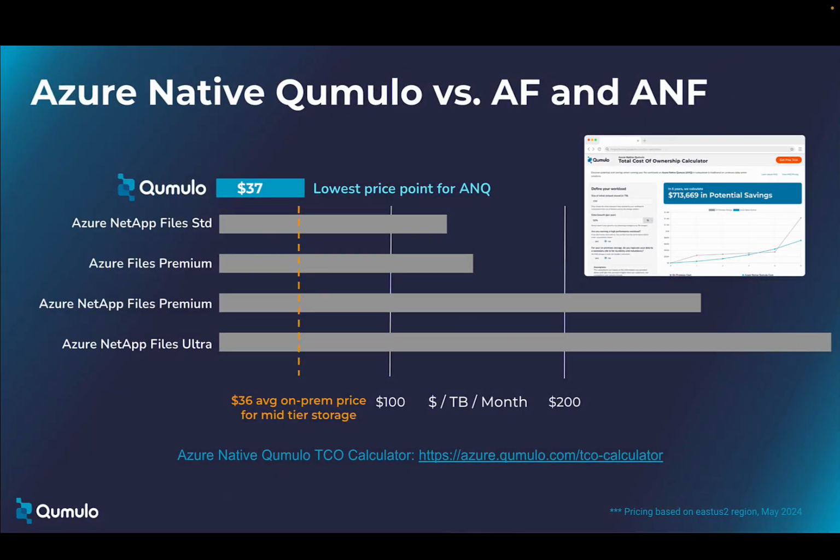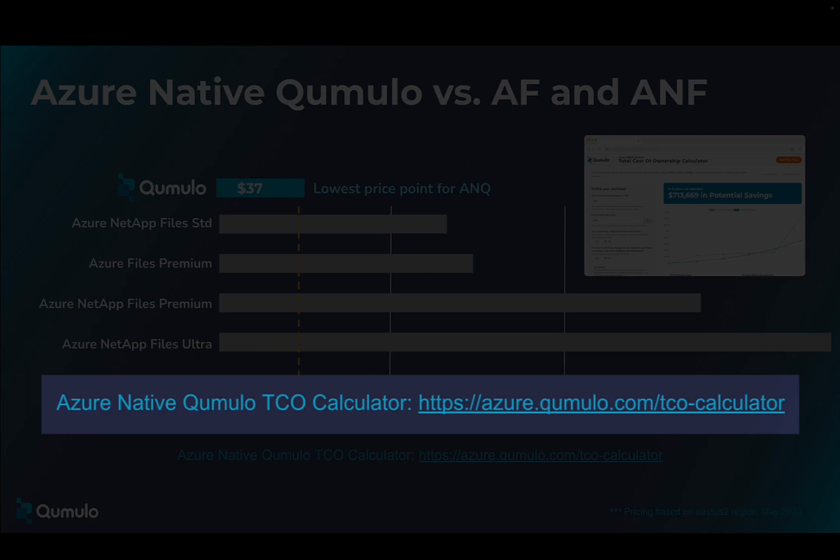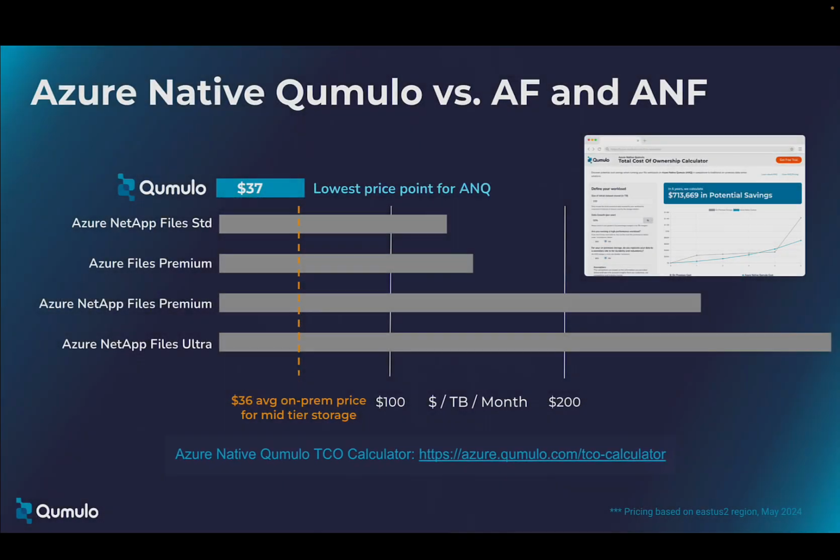Here is a visual side-by-side comparison for monthly cost of Azure Native Qumulo, Azure Files, and Azure NetApp Files. These are based on cost in East US 2. You can calculate your own savings using the ANQ TCO calculator at azure.qumulo.com/TCO-calculator. You can enter your specific customer details by clicking on the View Edit Assumptions dropdown. For example, your on-premises storage cost may be different than the industry average.